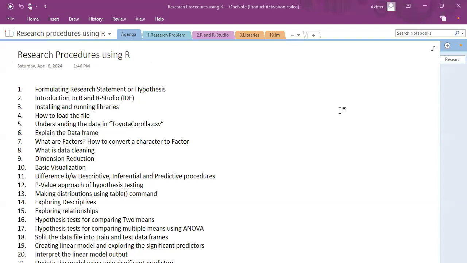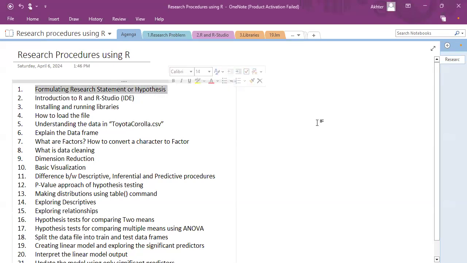Regarding the procedures, the very first step in any research is to identify the hypothesis, or you have to identify your research. What are your objectives? What do you want to do? This is the very first step. After specifying the research objectives, the second most important step is the collection of data.